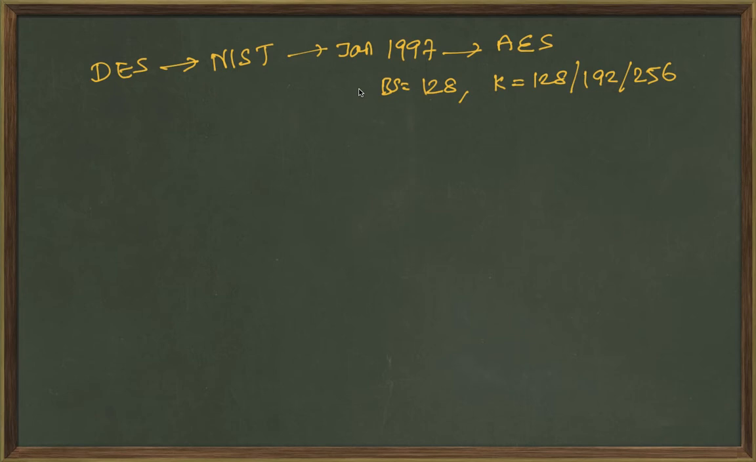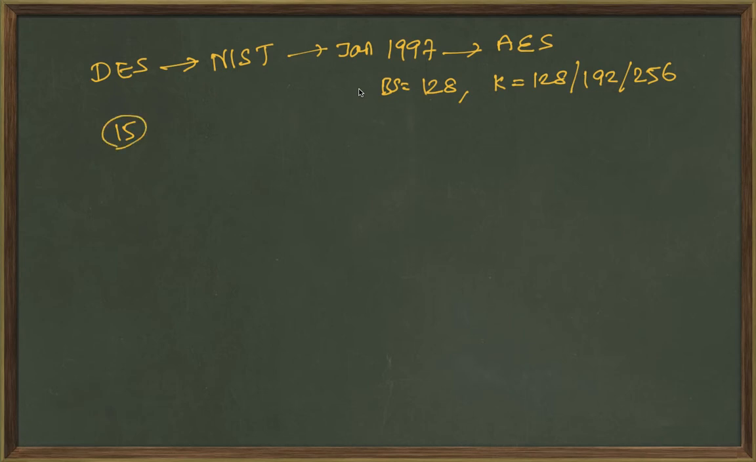The block size should be at least 128. Then it should support 3 different key sizes. It should be faster both in hardware as well as in software. So this is a worldwide competition. Different cryptographers from different countries joined this competition. Almost 50 different teams participated in this competition.